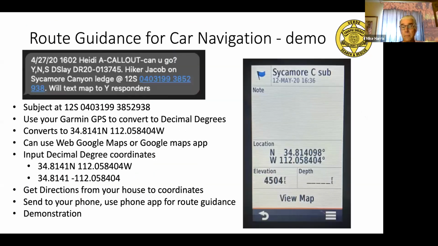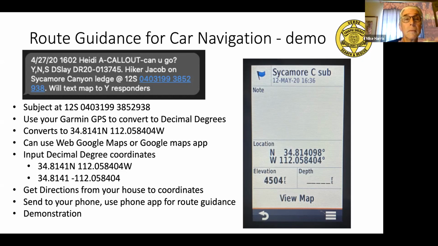Here's an example. Okay, this was actually the Sycamore Canyon Ledge call out a week or two ago. When we got there, it was a stand down. Yeah, so call out, can you go? Deputy Schley, hiker Jacob on Sycamore Canyon Ledge at 12S, you see these coordinates. How do I get there?